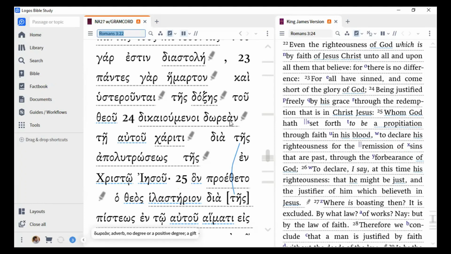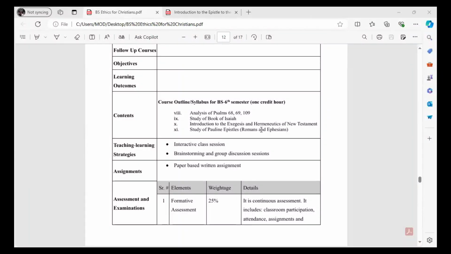I'm going to show the syllabus once again for you. Please look here. What is the syllabus for you? You see, it's before you. This is the 6th semester. Introduction to Exegesis and Hermeneutics of New Testament and Study of Pauline Epistles. This is exegesis. This is your syllabus. This is called exegesis. How we exegete, how we have to study each and every word in the Greek text and what are the possible meanings which are coming out of the text. I think it's enough for today.